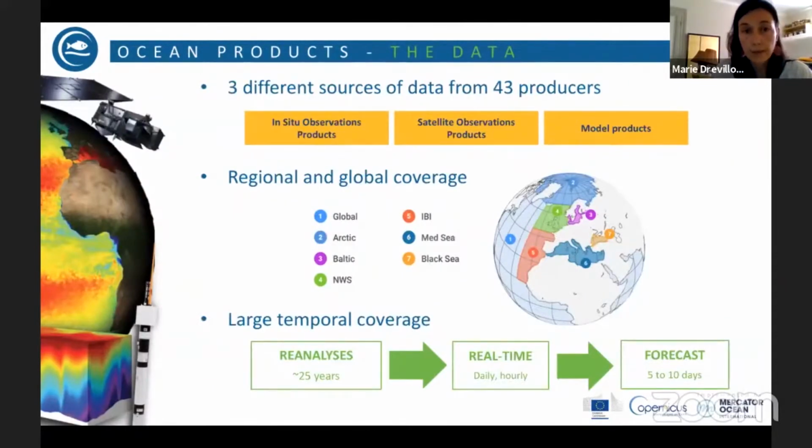The data we deliver is based on 3 different sources of data from 43 different producers. So in situ observations and satellite observations, as I said, but also model products. The coverage is global, but there are specific products for the European seas, which are higher resolution or specifically tuned. We go back in time in the 1990s, and we have reanalysis, model reanalysis, but also reprocessed observations, real-time products, and forecasts up to 10 days.